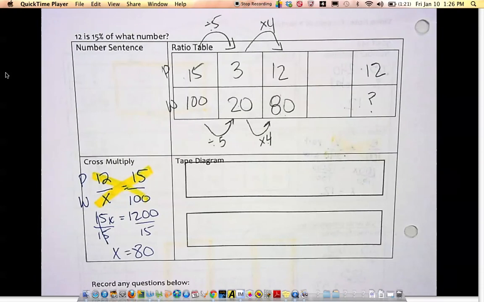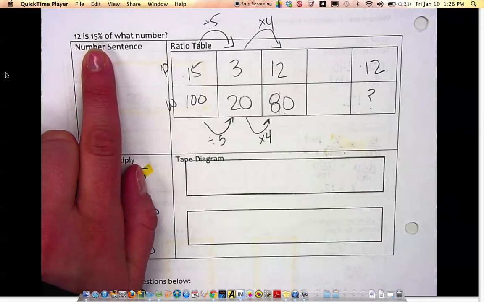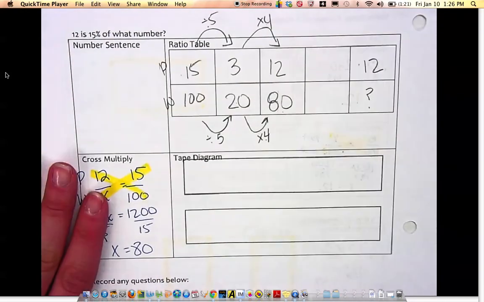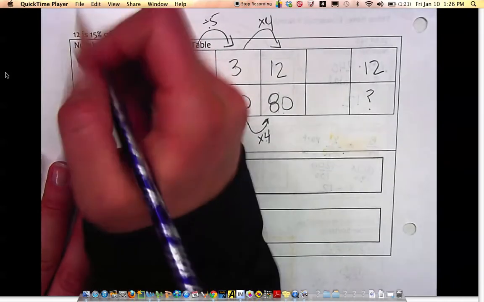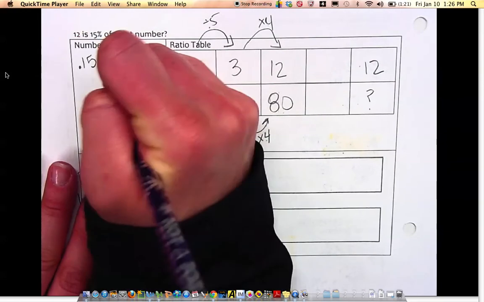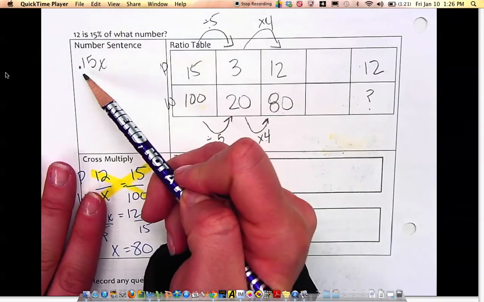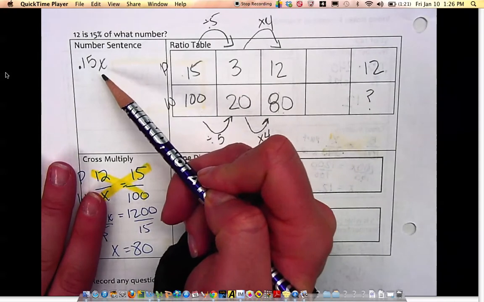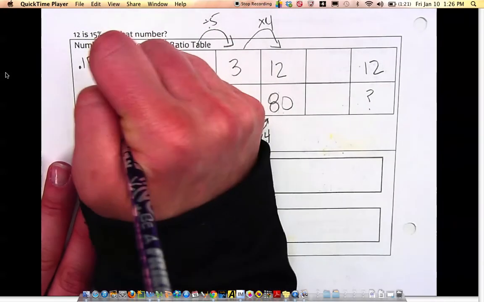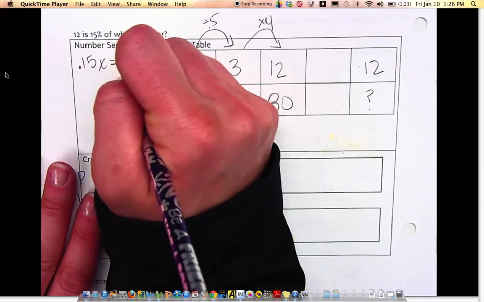Next, let's go to the number sentence. Let's take a look at that next. So for a number sentence, I actually like to set up an equation. Because we know that if we're given the percent, that means we're going to multiply. And we're multiplying by the whole number, except I don't know what the whole number is. So I'm going to say 15% as a decimal times x, because I don't know what that whole number is. But I know that 15% of x is 12.